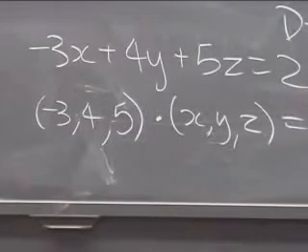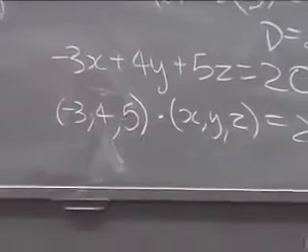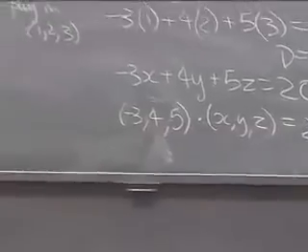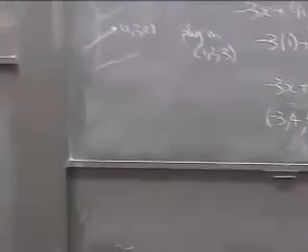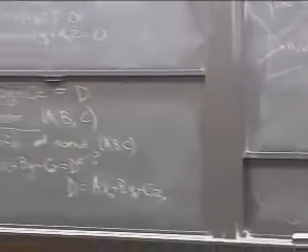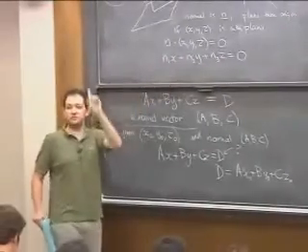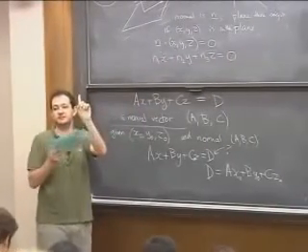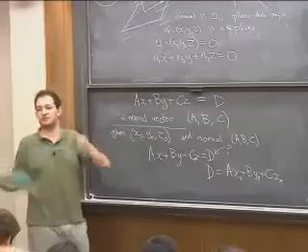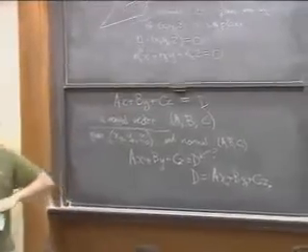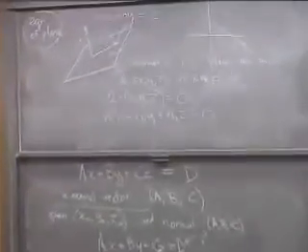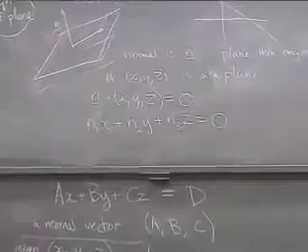Question? Why are you doing the dot product when the normal is perpendicular? Because the dot product is 0. Think about this example over here. The normal is perpendicular to everything in the plane, so if I take the dot product, I get 0. If I then shift the plane up, I might get 20 for every point in the plane. I get the same dot product.